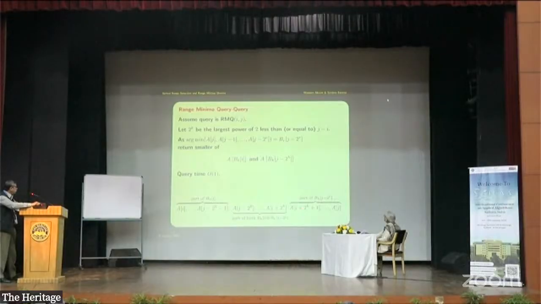So basically, I have already computed the value of the minimum item from A[i] to A[i] plus 2 raised to the power of k, and I stored this in P[k][i]. And I've also computed the minimum value from j minus 2 raised to the power of k up to j, and stored it in this part. This part is common to both this term and this term. So I take the smaller of these two terms, and the query time is constant.